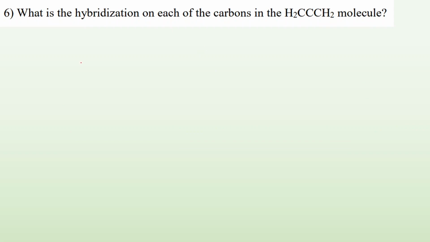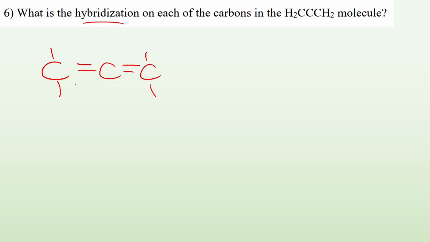Okay, here's another one. Draw it out. I got C with 2 hydrogens, and then another C, and then another C with 2 hydrogens. Now what's going on here? Well, there must be a double bond here and a double bond there in order to make sure carbon is happy with the octet making 4 bonds. So what is the hybridization on each of these carbons?